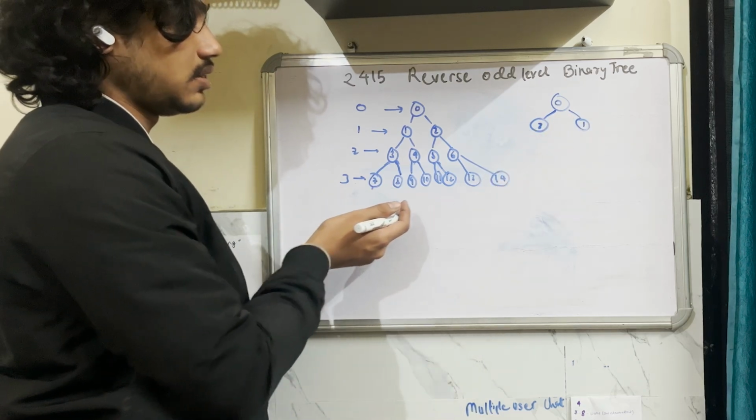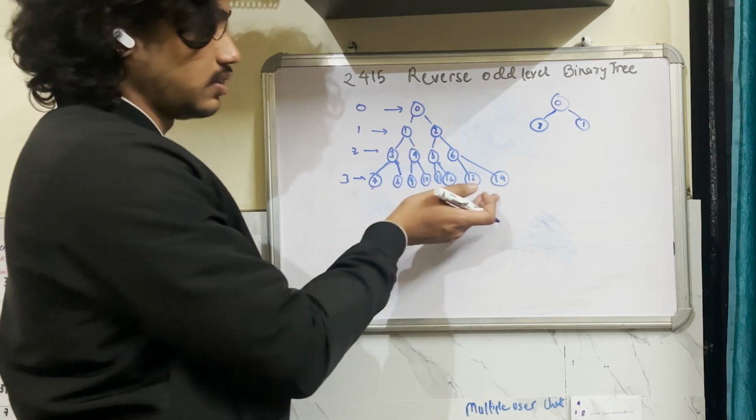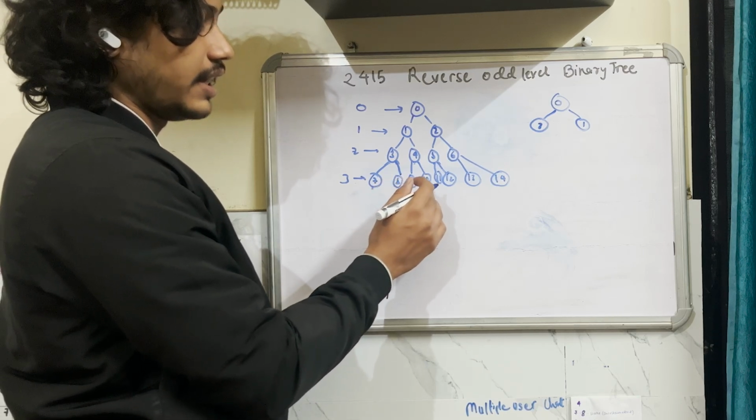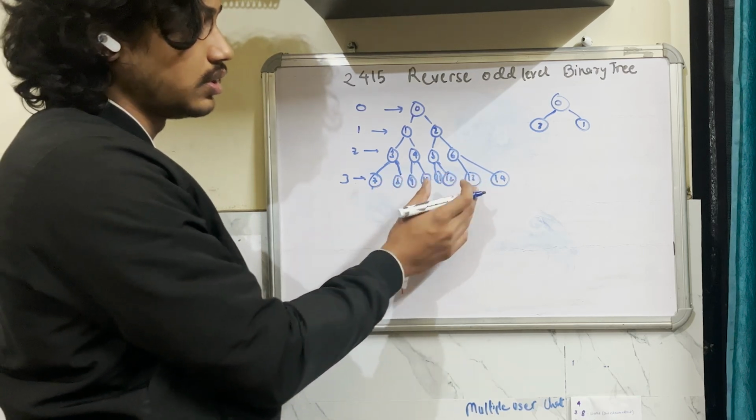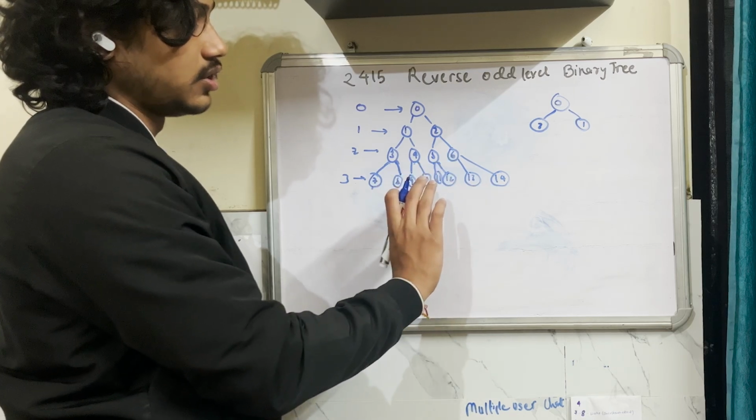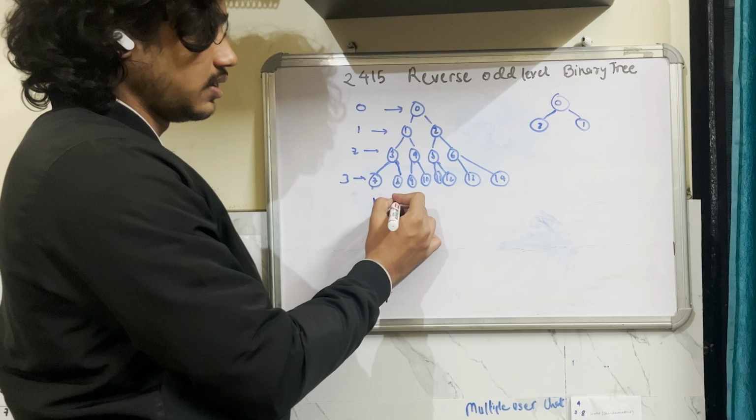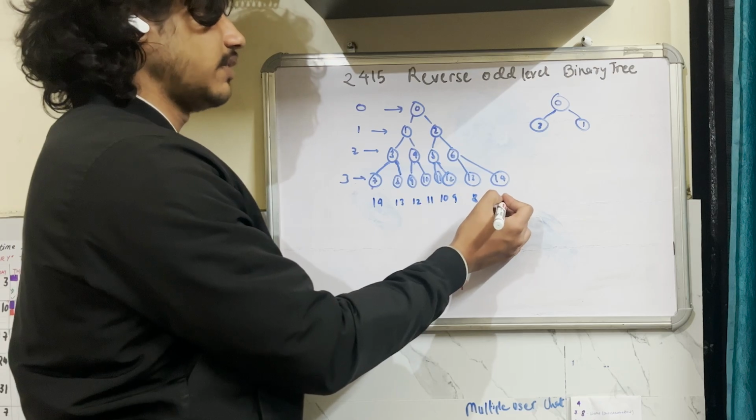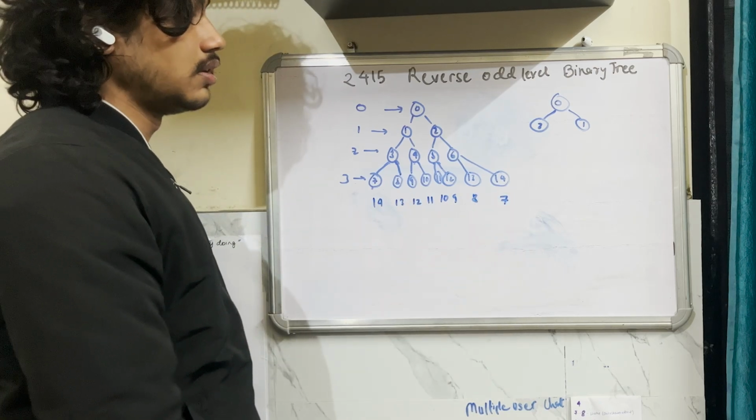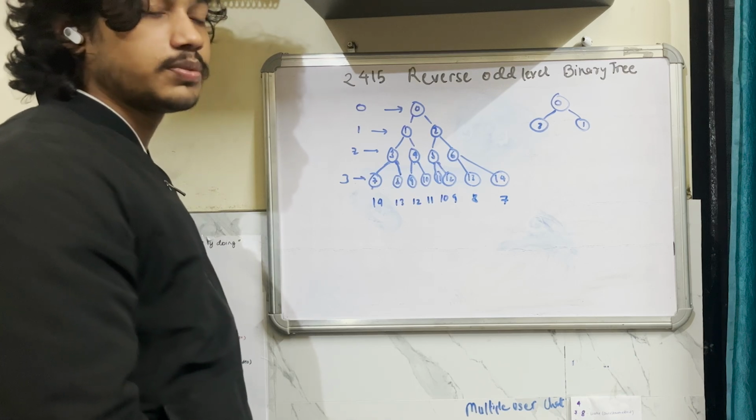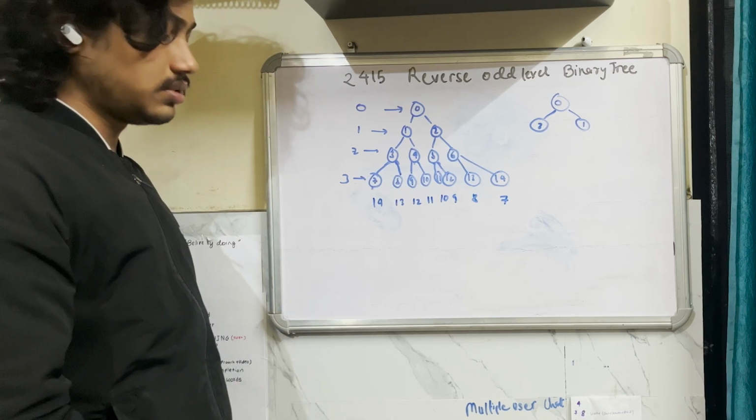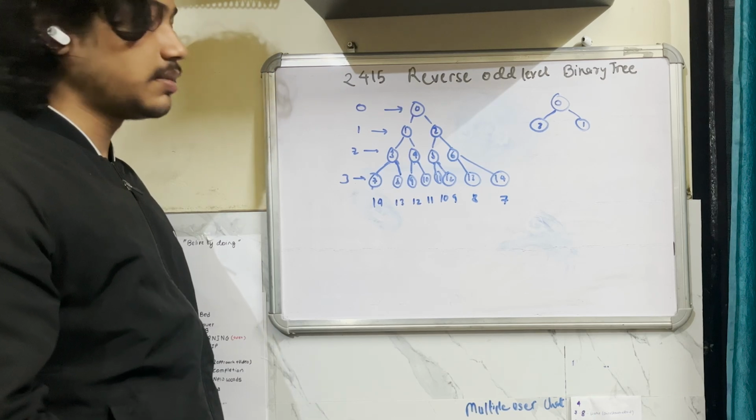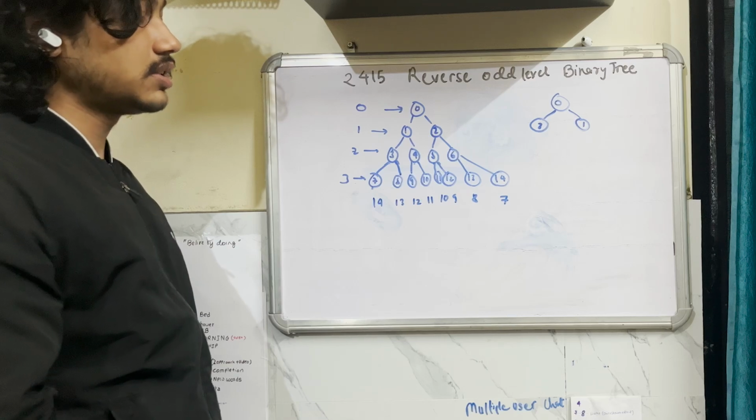And if you look at the last, the third level, we have 7, 8, 9, 10, 11, 12, 13, 14. These are all the nodes. If we reverse it, this will be 14, 13, 12, 11, 10, 9, 8, 7. So basically just reverse. So how do you approach this problem? It's pretty simple to just write the answer, but I'll try to explain it as best I can.